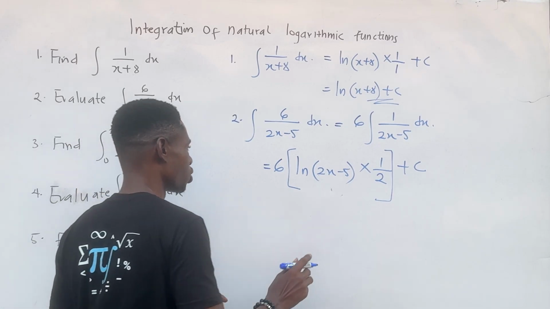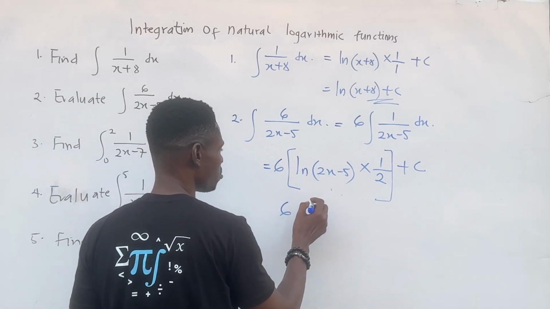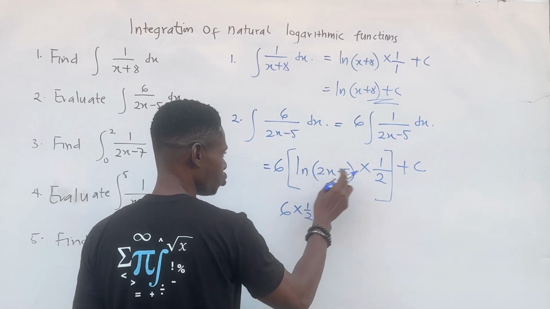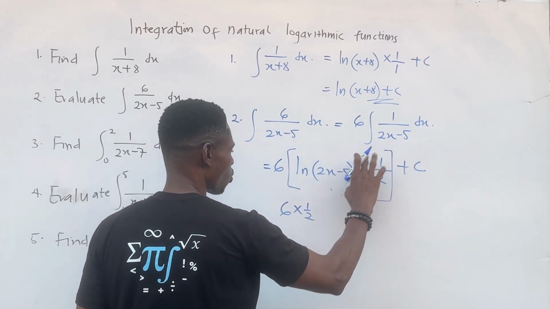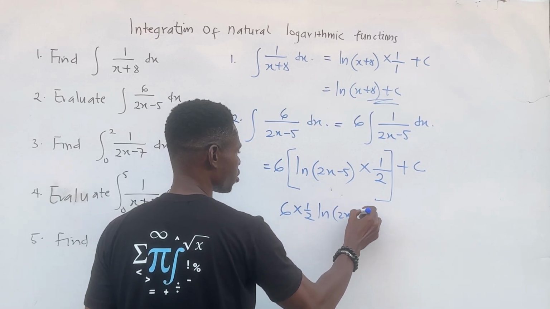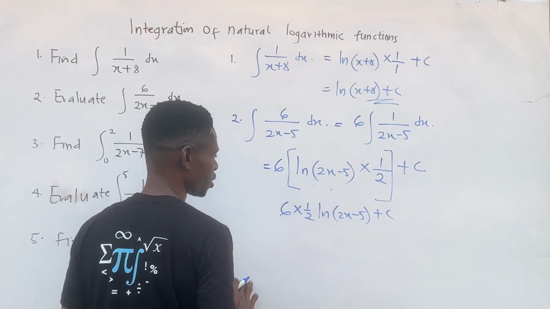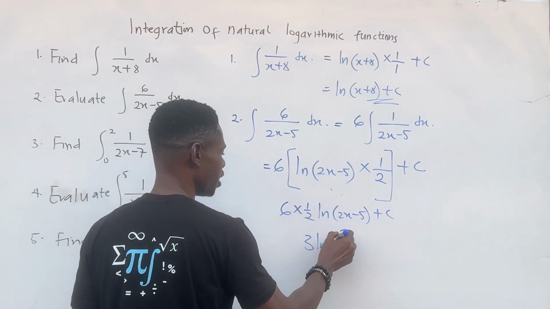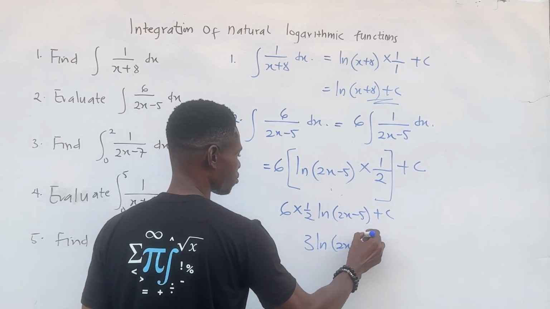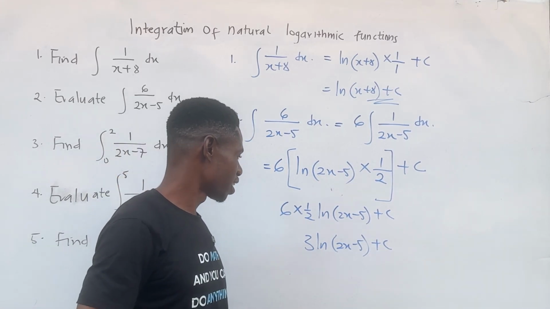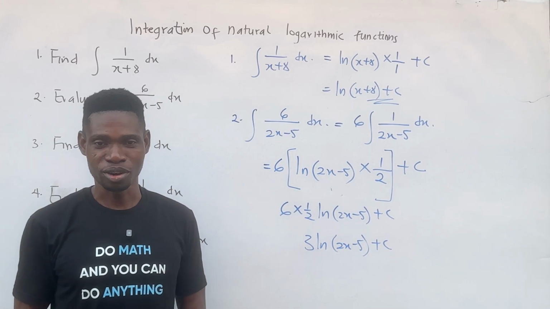Now this will give us 6 multiplied by 1 over 2, then we have ln 2x minus 5 plus c. 6 multiplied by a half, that's 3, right? So we have 3 ln 2x minus 5 plus c. And that's our answer. So it's not as difficult.